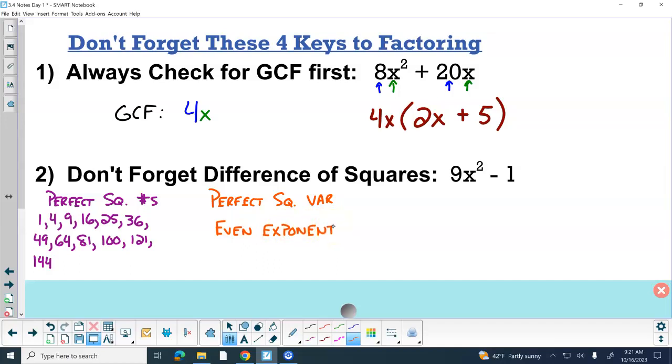Okay. So numbers, find a number that's multiplied by itself. For variables, all even exponents are perfect square variables.